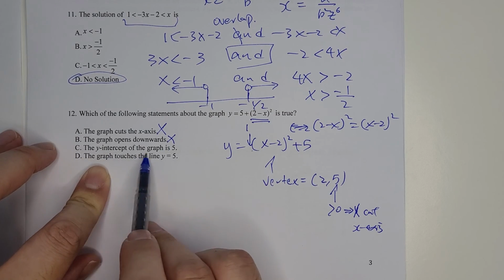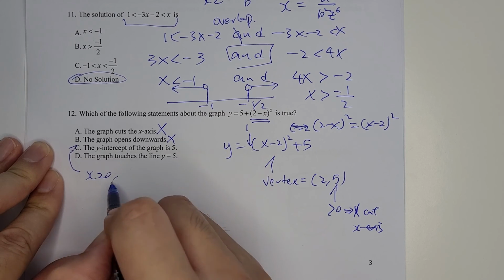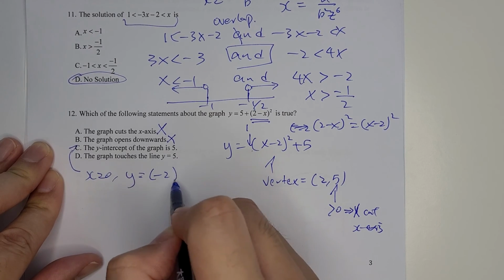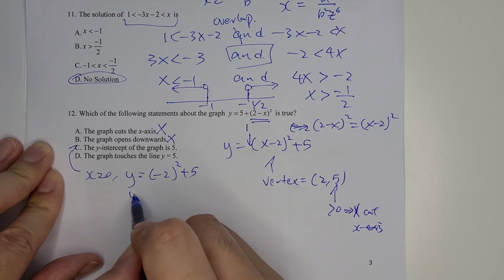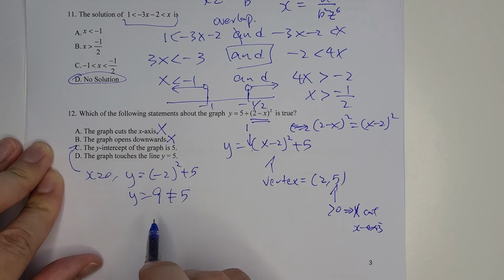C. The y-intercept of the graph is 5. How do we find the y-intercept? When you substitute x equal to 0, then y equals (negative 2) squared plus 5. That is 9, not 5. The y-intercept is 9, not 5. So C is not the answer.